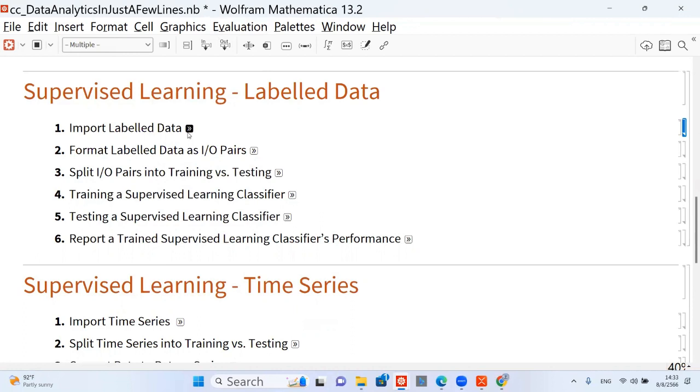So you import the data, right? And then you import it as input-output pairs. What it means is that you can take the measurement to be X, and then you take the name of the flower to be Y. That's what you do, right?